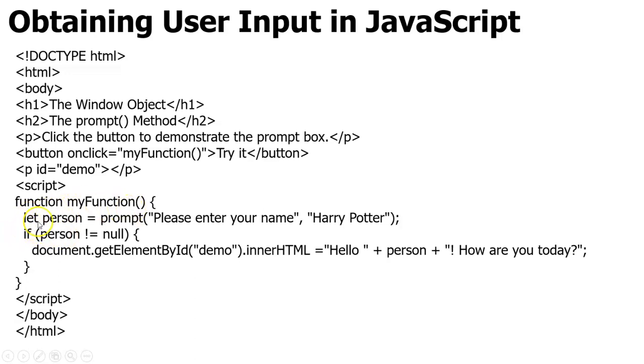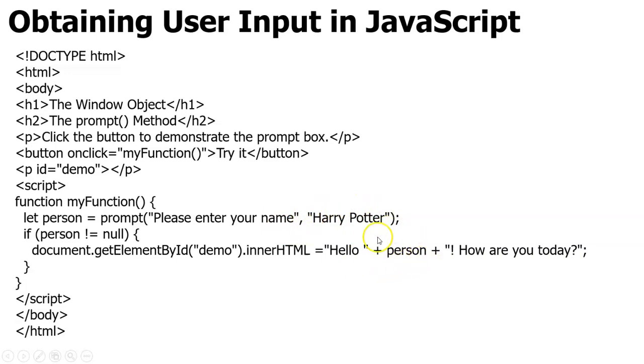So let is nothing but the variable declaration. You are going to declare a variable person is equal to prompt. The prompt message is "Enter your name". By default, it will be Harry Potter, and you can also edit this Harry Potter. If the person is not equal to null, then what you will do is allow this person content, whatever name you get. Initially it is Harry Potter.